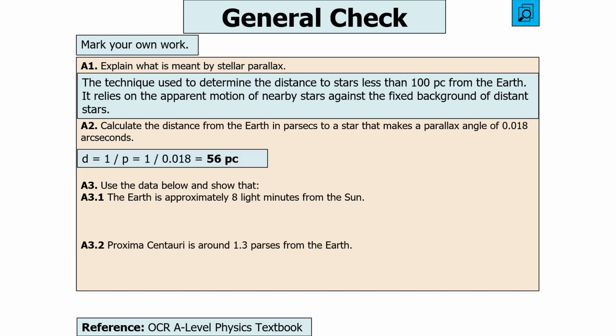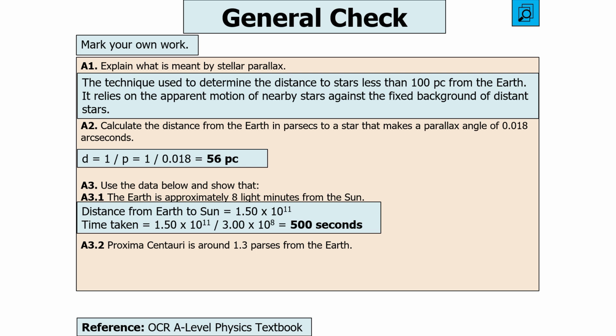Now again, how can you work out the distance? Well, distance in parsecs is 1 over the parallax angle in arcseconds, so it's 1 over 0.018, which is 56 parsecs.